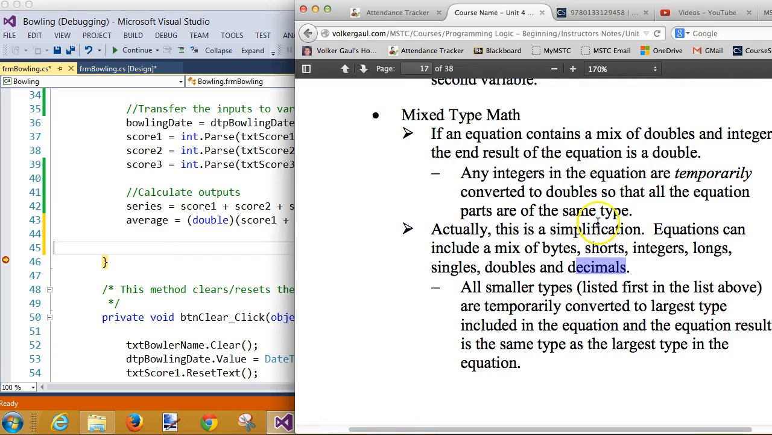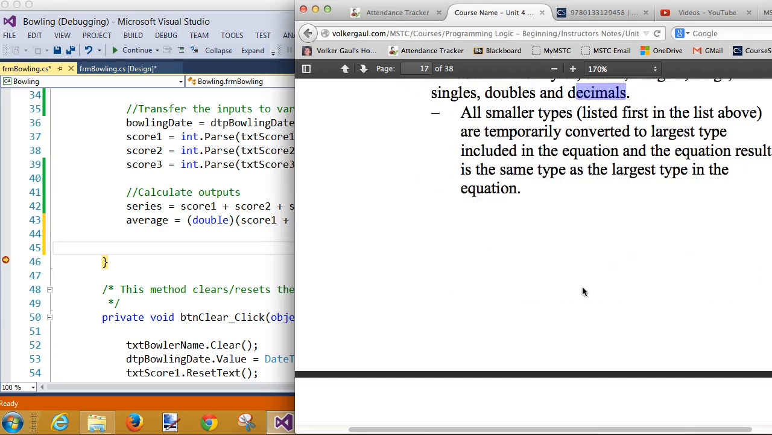So this part here, it says equations can include any mix of these. That's not true. Doubles and decimals cannot be in the same equation without typecasting the double to a decimal. You convert the double to a decimal manually, and then they play well together. But you have to do it manually. It's ugly. Yep.